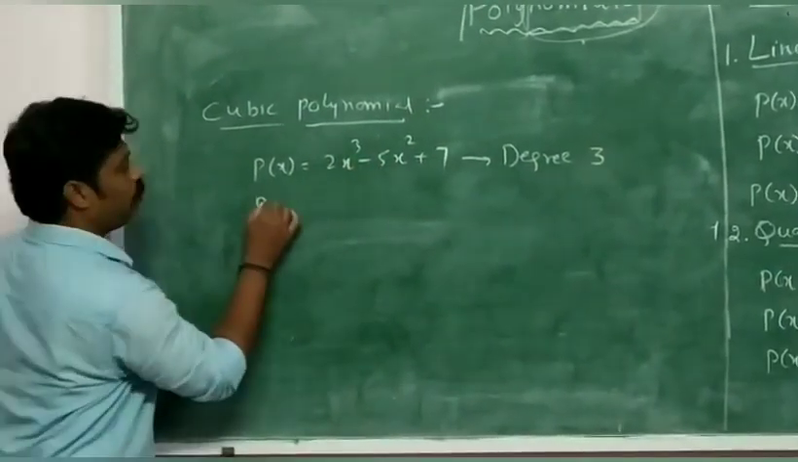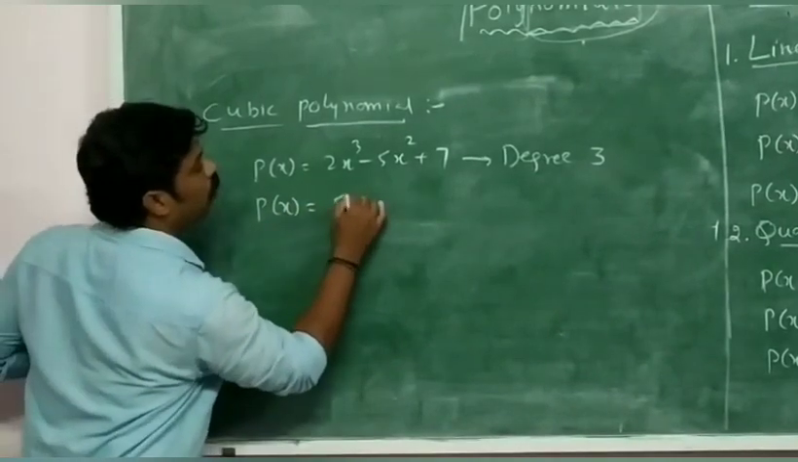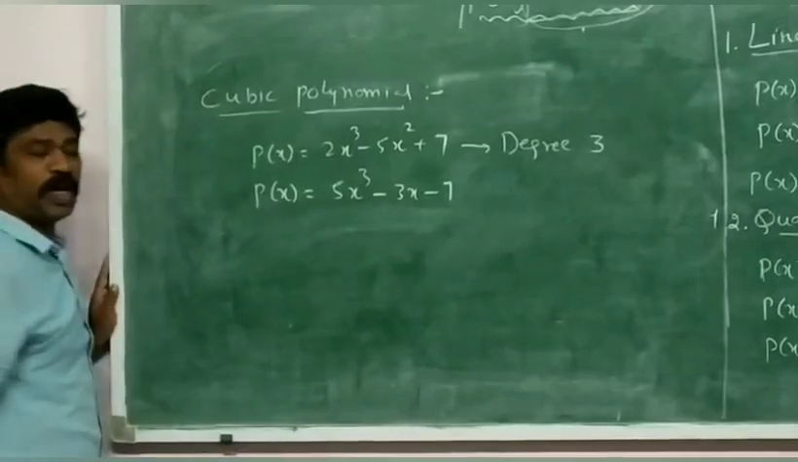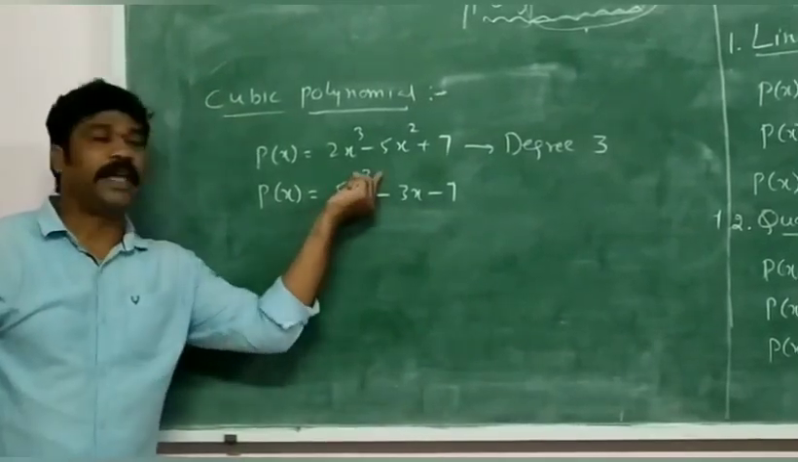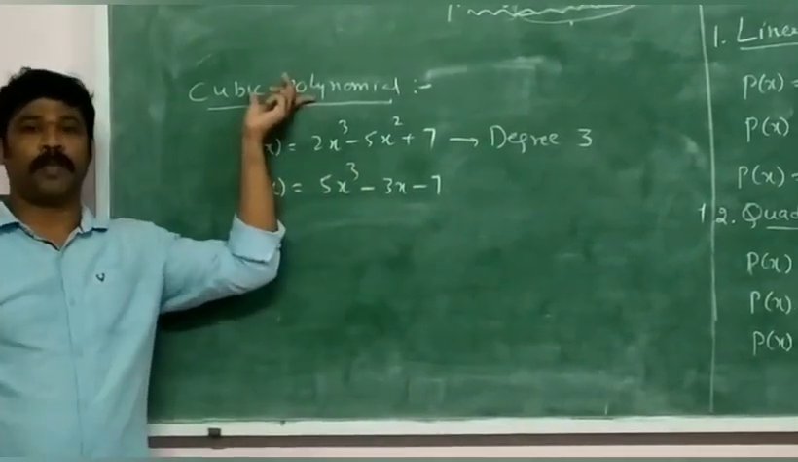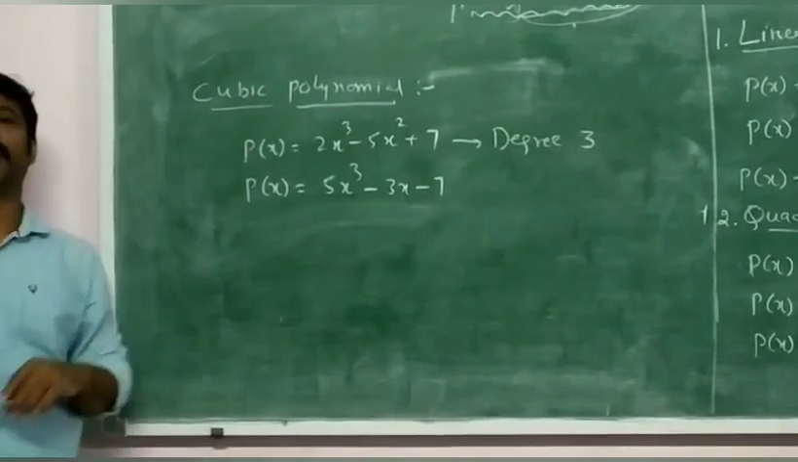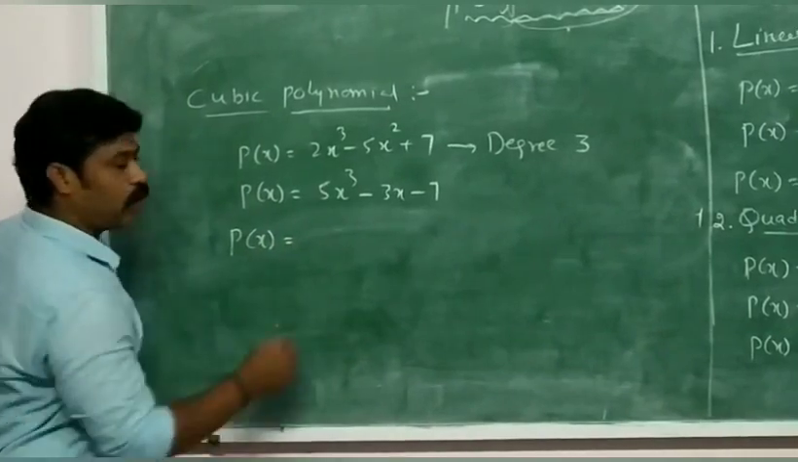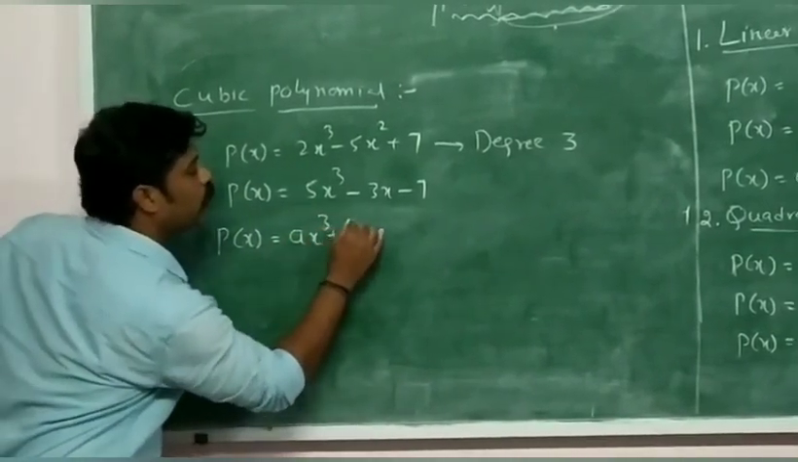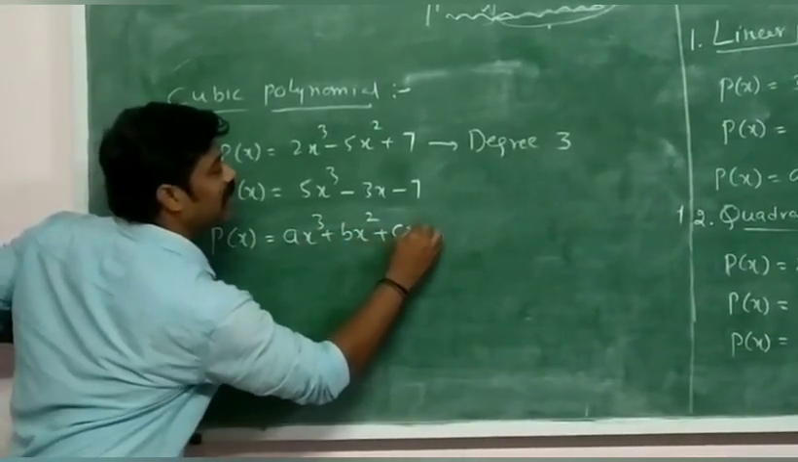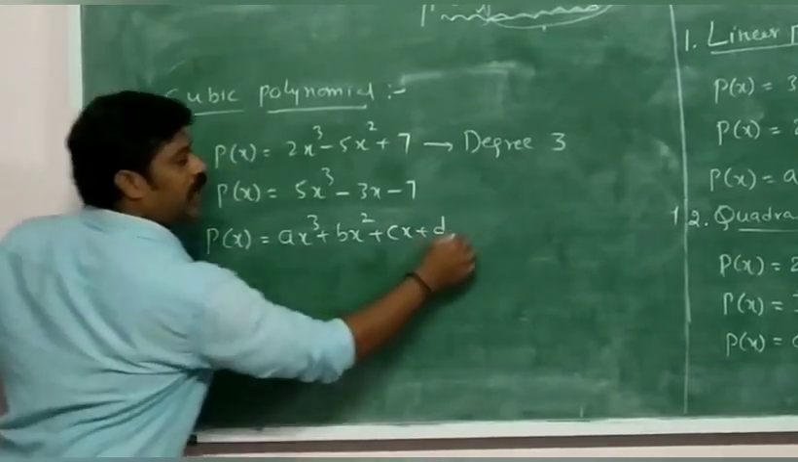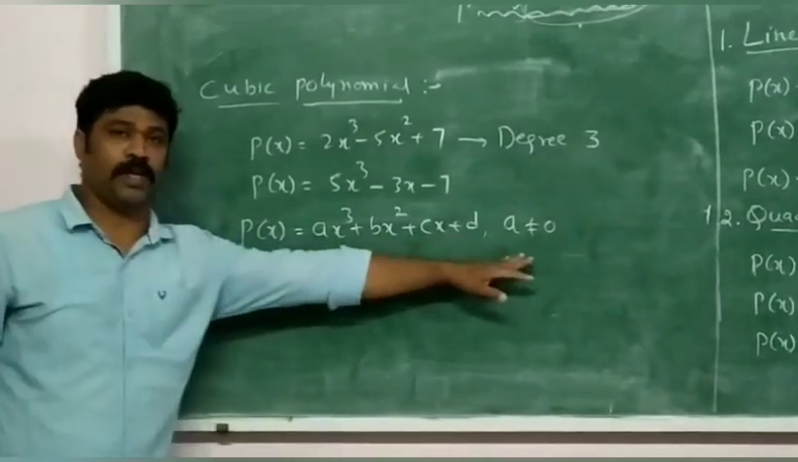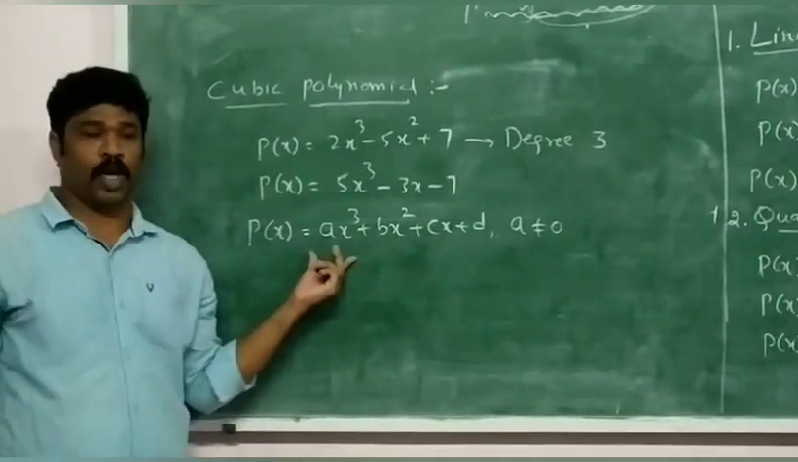Similarly, we can take another example. P of x is equal to 5x cube minus 3x minus 7. So in this also, the degree is 3. So it is also a cubic polynomial. And the general form of cubic polynomial is p of x is equal to ax cube plus bx square plus cx plus d, where a must be not equal to 0. So this is the general form of cubic polynomial.